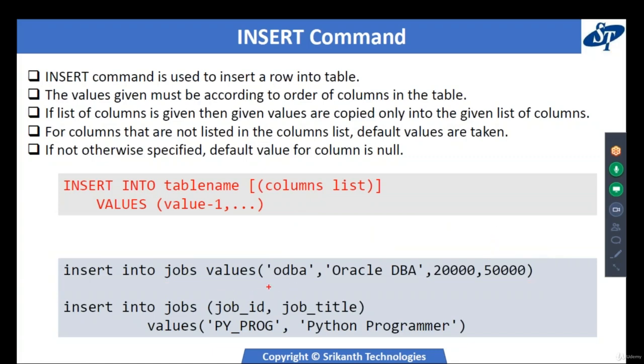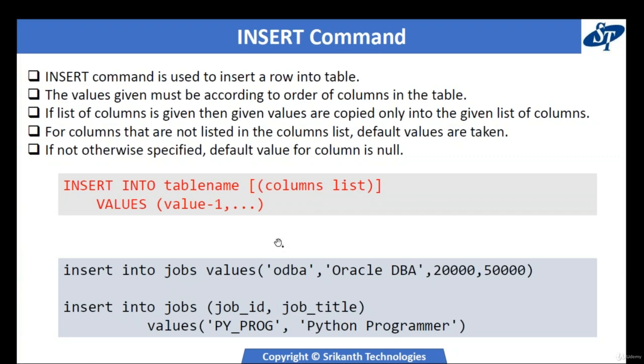But if you are not sure about the order of the columns, or if you are not planning to give all, then you can give exactly which columns you want to consider. So this is where I give values only for two columns, and that too in this order. So this goes to job ID, the second value goes to job title. What about the remaining two? Well, they are set to null values. Of course, with the assumption that null values are permitted in those two columns, otherwise this insert would fail.